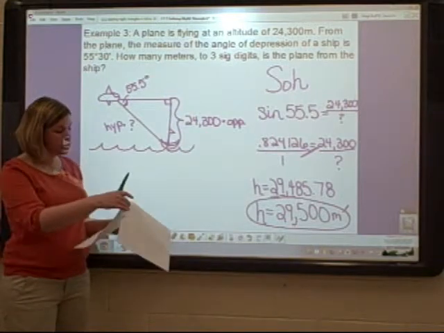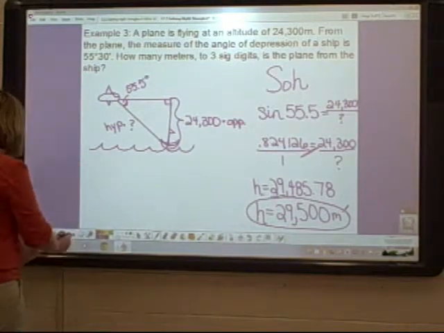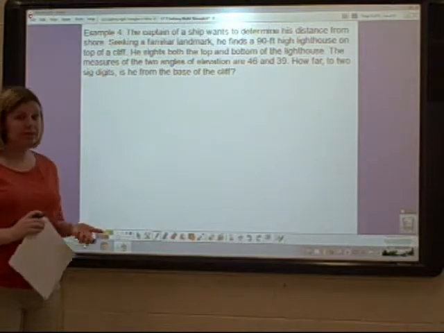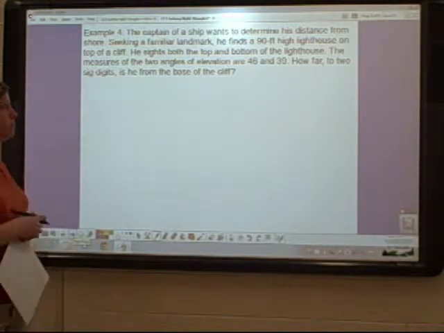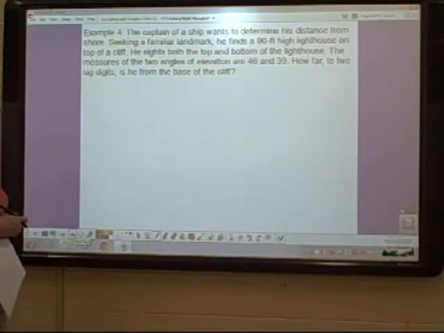This one is a little bit more complex. We're going to have to set up our picture again, but we're going to solve this one a little bit differently. It says the captain of a ship wants to determine his distance from shore.